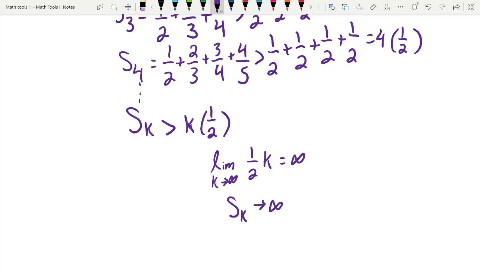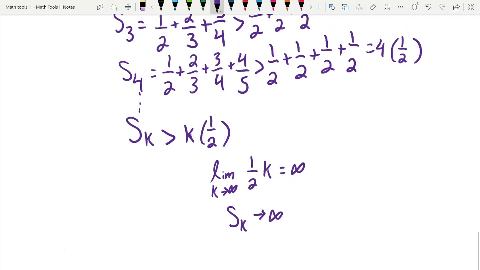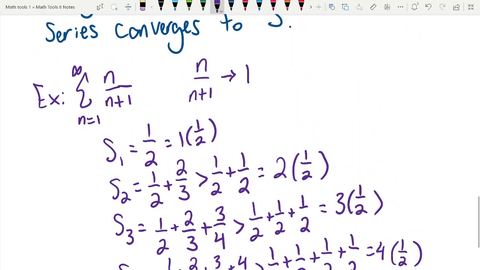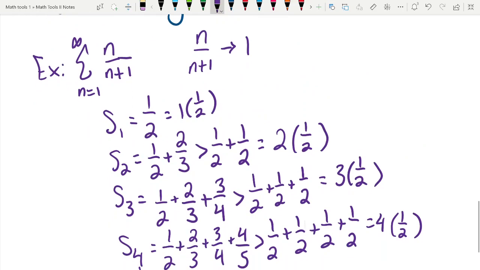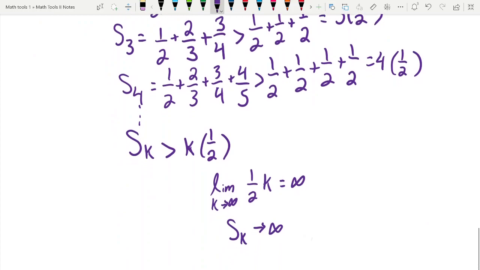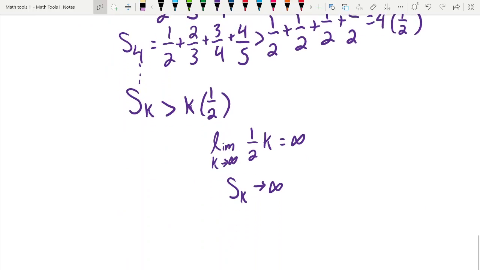So this is kind of a preview of what we call the comparison test, which we'll look at in greater detail later. Specifically, we can just look at the actual series itself for a comparison. But this is a very common technique with series when we're just trying to show if it converges or diverges. So if it's greater than a divergent series, then it itself is going to diverge, or sequence in this case, right?